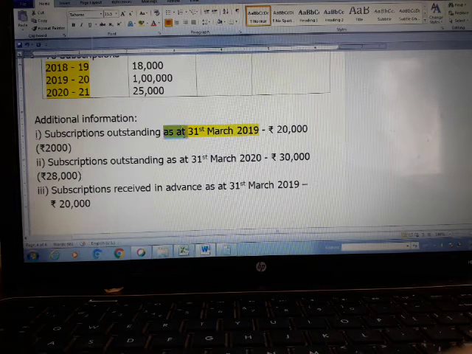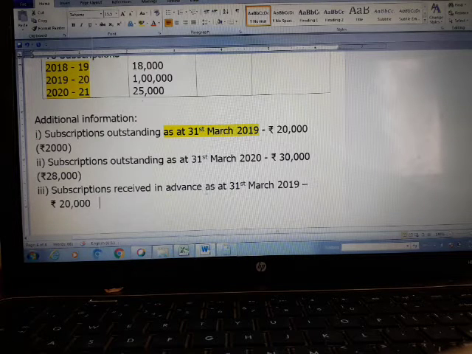When the word asset is given, it means it's cumulative, so we don't know what the previous year balance is. As at 31st of March 2019, it is 20,000. In this 20,000, how much got cleared? 18,000 got cleared. So how much is the balance? 2,000 is yet to be received. For the year ended 31st of March 2020, the overall balance is 30,000. That means in this 30,000, the 2,000 of the previous year is also included because it got carried over. So I should not consider the 2,000. I should eliminate it and take only the amount pertaining to the current year. That is 28,000.